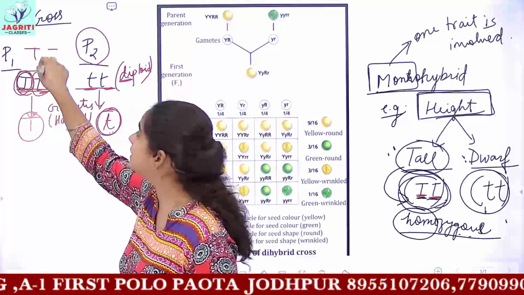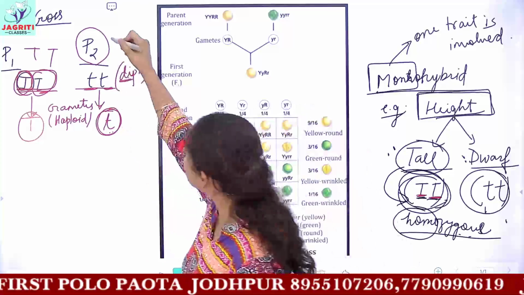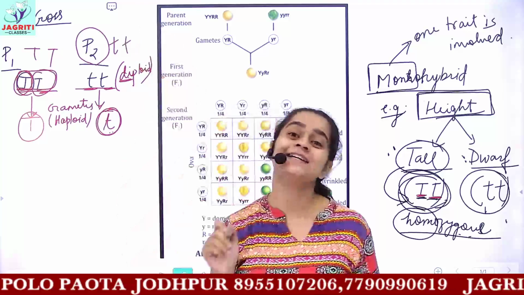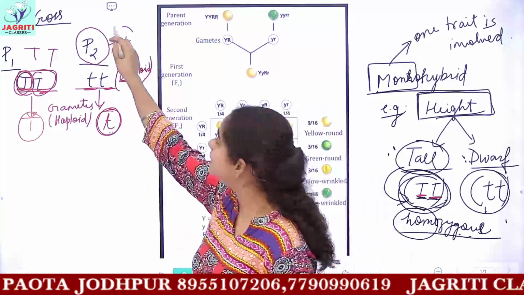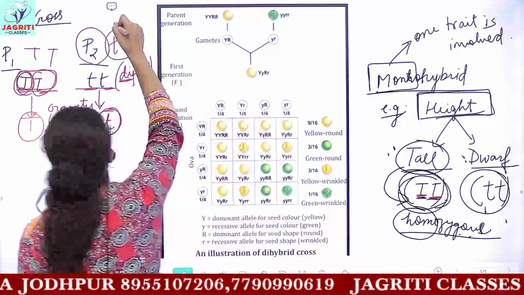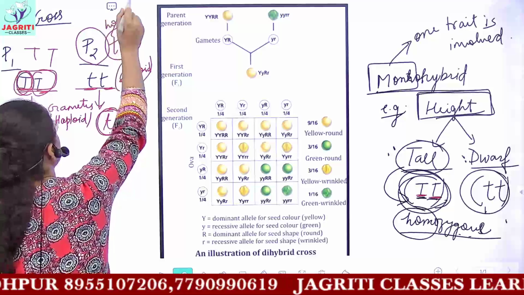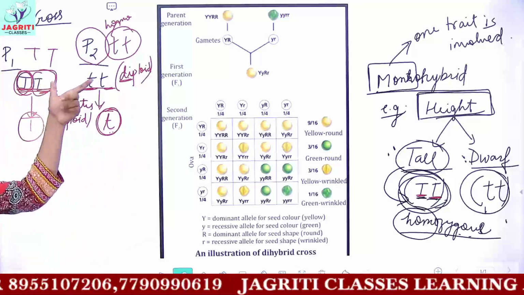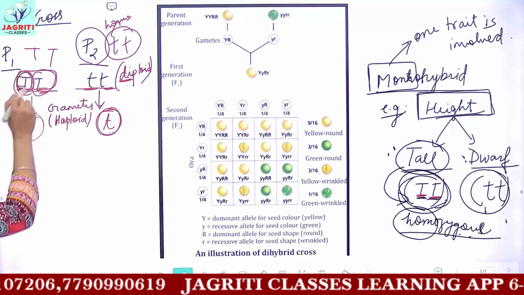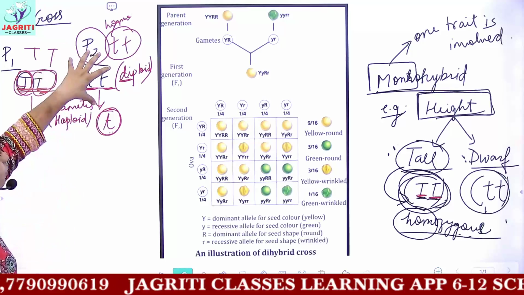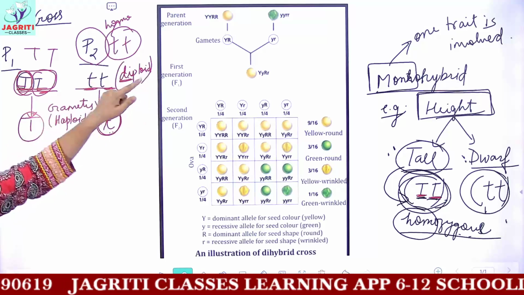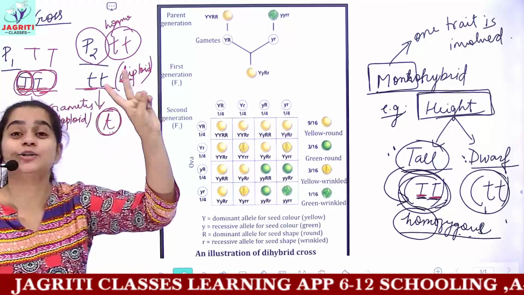Parent 1 has the alleles capital T, capital T. Parent 2 has the alleles small t and small t. So when both the alleles are the same, you call it homozygous. Now, because they have two copies or two alleles present for one gene, they are known as diploid cells. Diploid here means having two alleles.